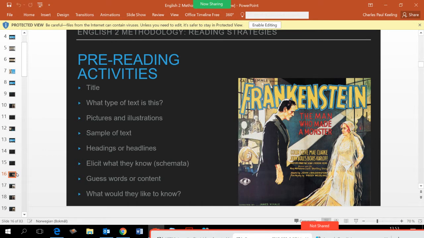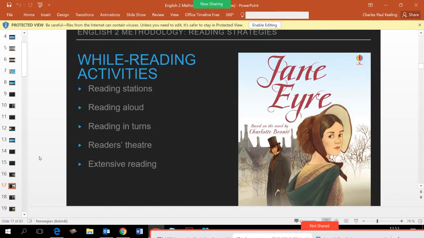We looked at pre-reading activities. I'll speed up here now. And a lot of you have worked with those already in your course requirements. So it's something you can draw on and draw out as you think about some of the texts.